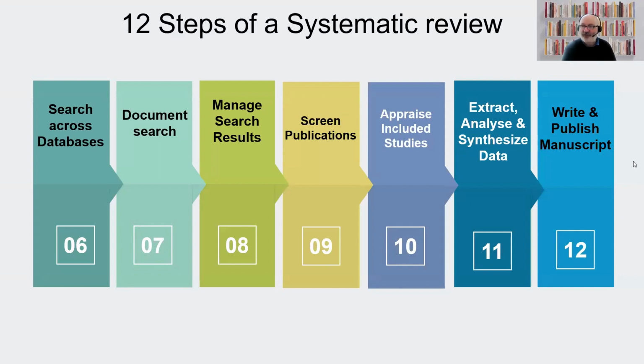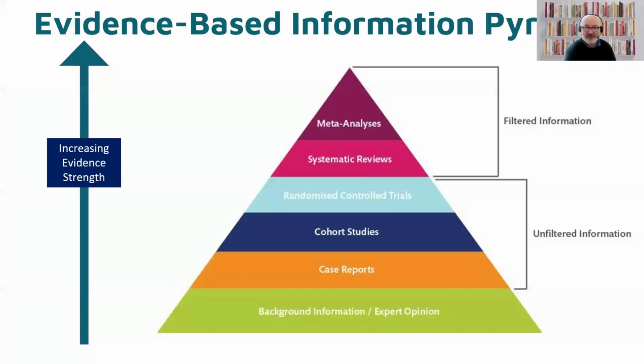So there's a lot of steps that you have to follow when doing a systematic review. And the idea behind the systematic review ties into what's called the evidence-based pyramid. The higher you go towards the top of this pyramid, the more reliable, the more evidence-based the evidence that's been used.